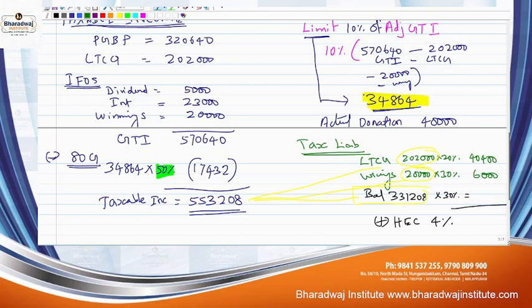In final, extra you are going to learn about assessment of companies, assessment of trust, assessment of AOP, and more about search and seizure, international taxation. So whatever you learn at the intermediate level, plus you will add knowledge at the final level. So work out the tax and close.